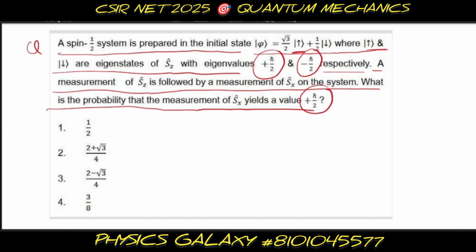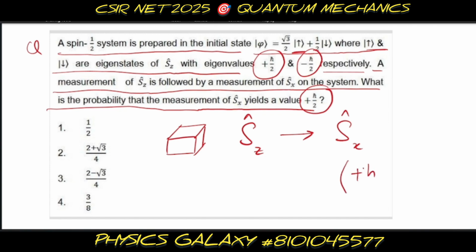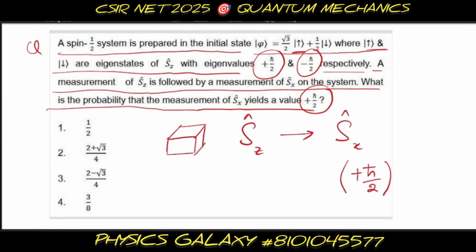So two measurements are done one after the other. Suppose this is our system, a box, where we have spinors. Then we do a z measurement, that is a measurement of spin along the z direction, followed by Sx, that is a measurement of spin along the x direction. We want to find the probability that we will get plus h cut by 2.